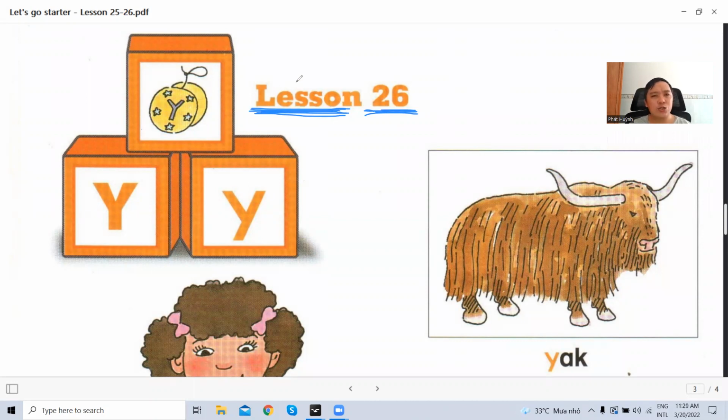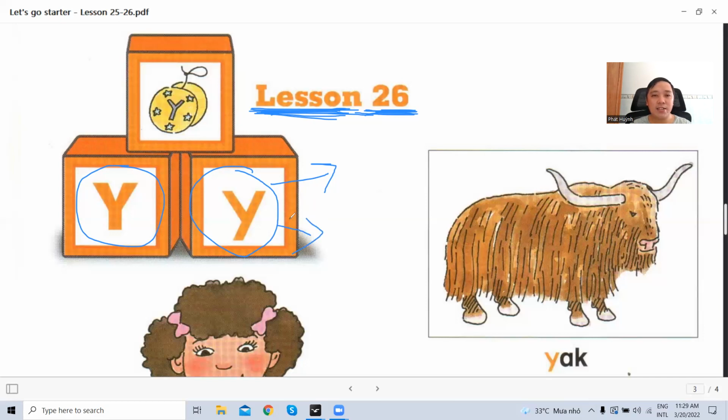Okay, so what is lesson 26? Tiết 26. Lesson 26. Okay, now I want you to take a look at this letter and this letter. What is it in Vietnamese? Chữ y dài phải không nào? Y dài. So how about in English? What is it in English?